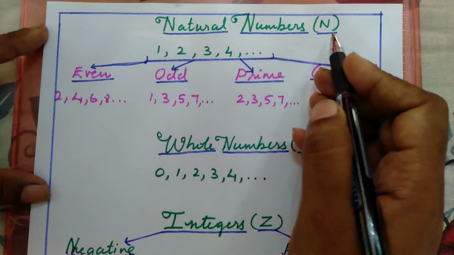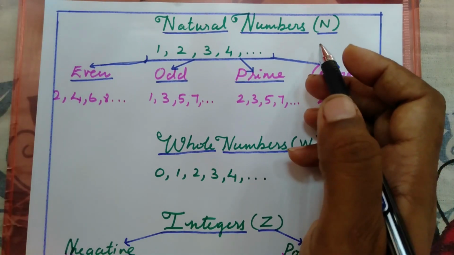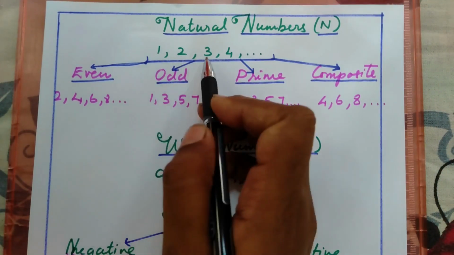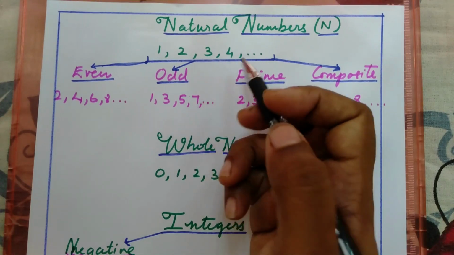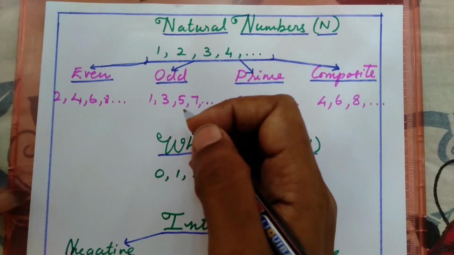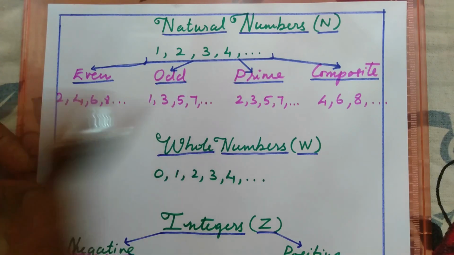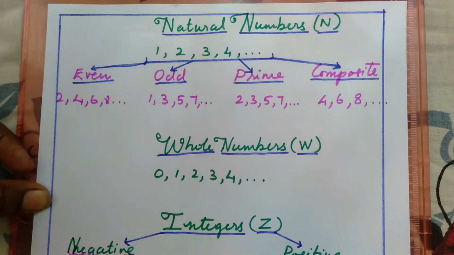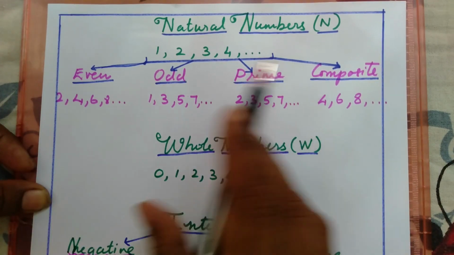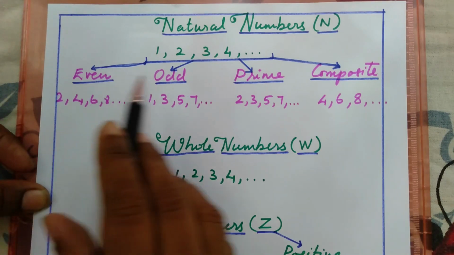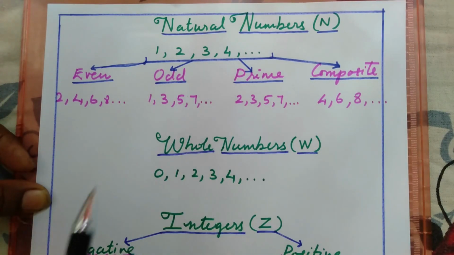Natural numbers are denoted by the letter N and it starts from 1, 2, 3, 4 and goes on and on. It goes till infinity. Natural numbers are those numbers that we naturally use to count, like 1, 2, 3, 4 and on. And these natural numbers are further divided into 4 categories. They are the even numbers, odd numbers, prime numbers and composite numbers.